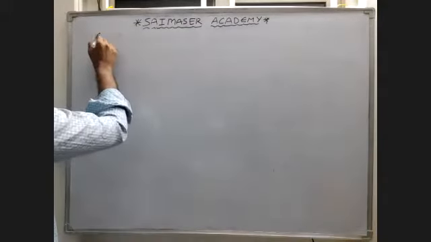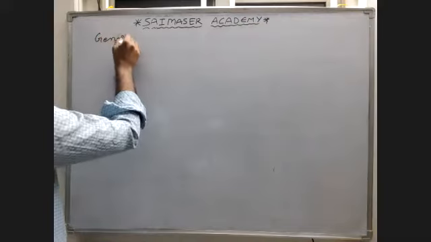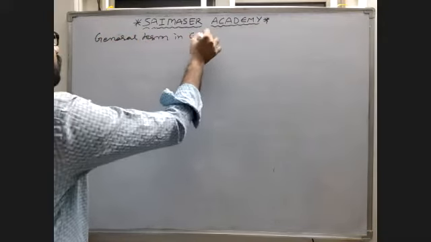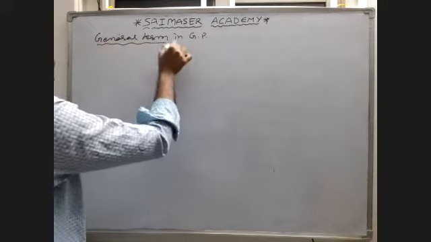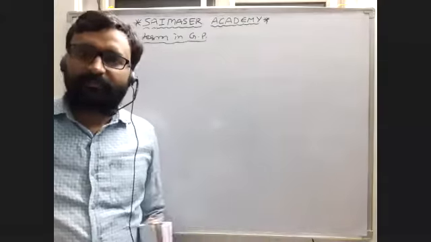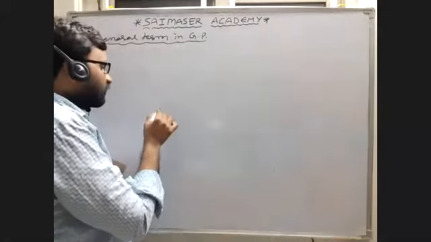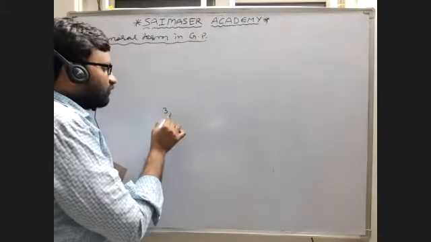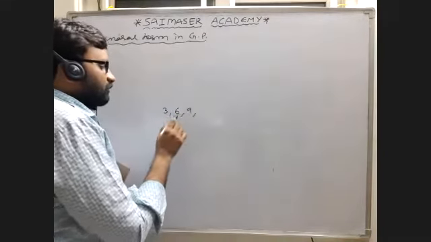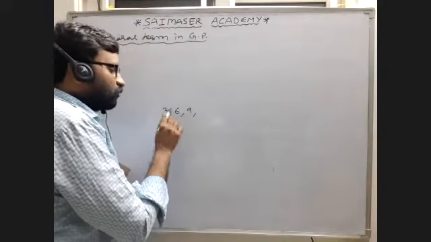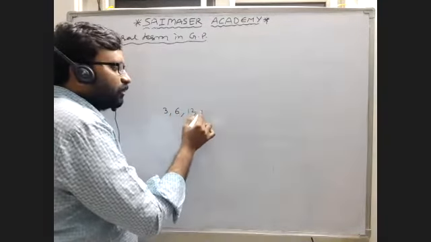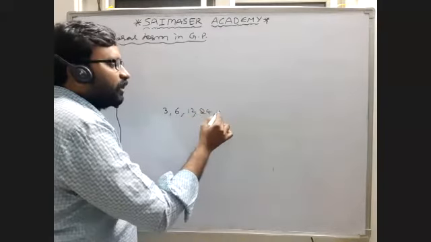Now, the general term in GP. How will you find the general term? Means the second term, third term, fifth term. See, if I write like this: 3 2 ja 6, 6 2 ja 12, 12 2 ja 24, 24 2 ja 48.